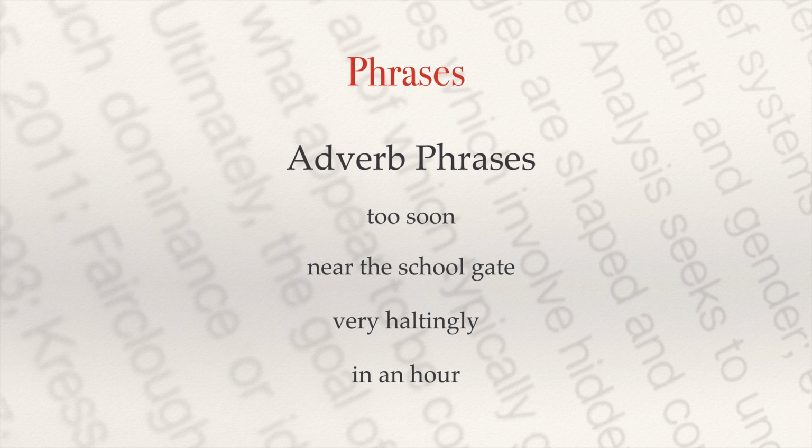So if we think about something like "too soon," that's when. "Near the school gate," that's where. "Very haltingly," that's how, or manner. And "in an hour" is again when. And that last one, "in an hour," you'll note it's actually a prepositional phrase, but in a sentence like, "He finished the race in an hour." He finished the race when? In an hour. So it's answering that question when, and even though it doesn't have an adverb in it, it functions adverbially in that sentence, so it is an adverb phrase. So it's a little more complicated to pick some of these out sometimes because you have to think about function rather than individual words.